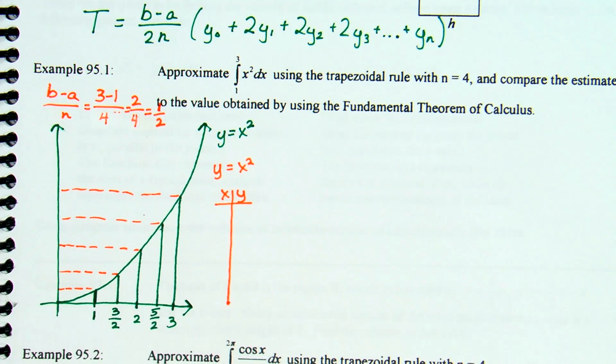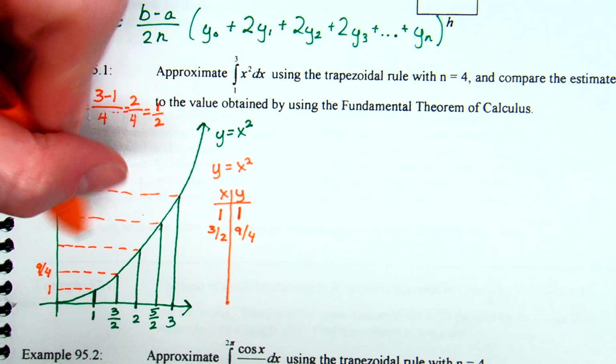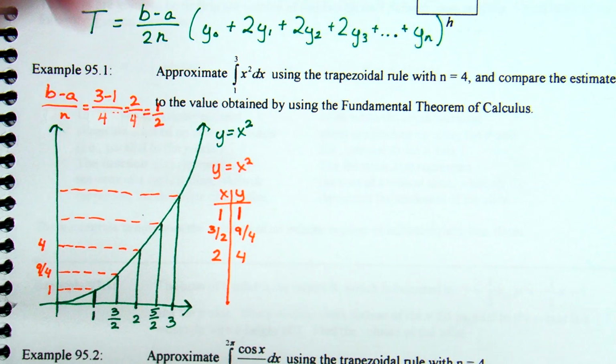So if I plug in 1, I'm going to get 1. 1 squared is 1. What about if I plug in 3 halves? 9 fourths. What about when I plug in 2? 4. 2.5, or in other words, 5 halves, is going to give me 25 fourths. And when we plug in 3, we get 9. So whether you put them on the graph or set up a chart, it's whatever you need to do. But those are the y values we're using.